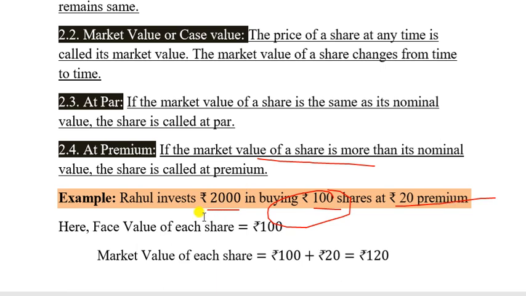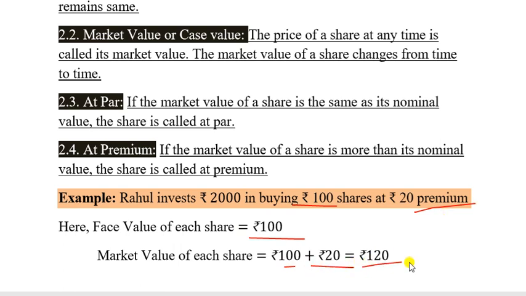See, it's written here, the face value of each share is 100 rupees, because according to the question, we can identify the face value of each share is 100 rupees and the market value is 100 rupees, and at premium is given, that means you have to add this, so plus 20, that means 120 is the market value. Remember that when premium is given, we have to add that premium amount.